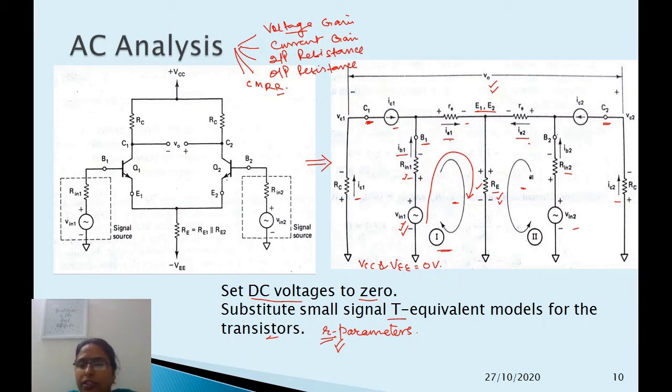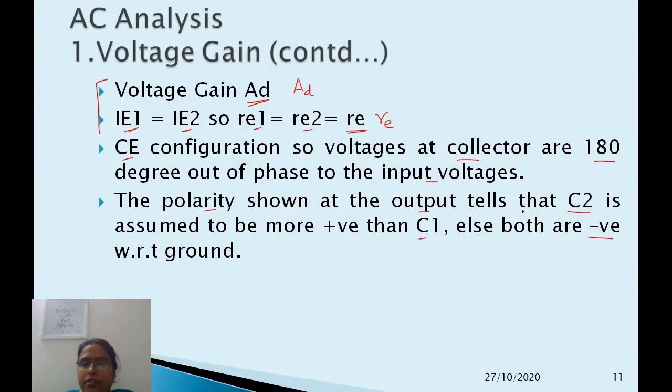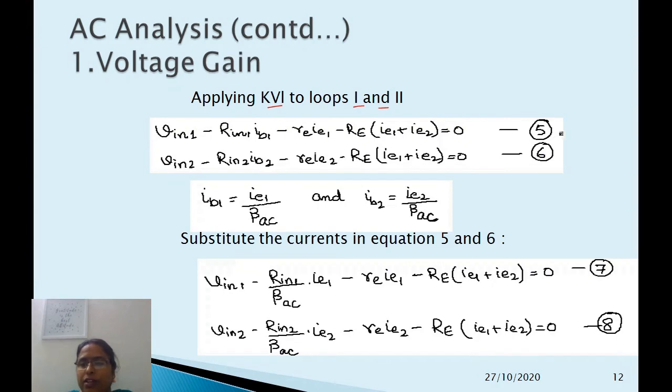So for the second loop, what will be the equation? Starting from this Vin2, minus Rin2 into IB2, minus RE into IE2, minus capital RE into (IE1 plus IE2) equal to 0. So these are the two equations we have written as 5th and 6th, right?